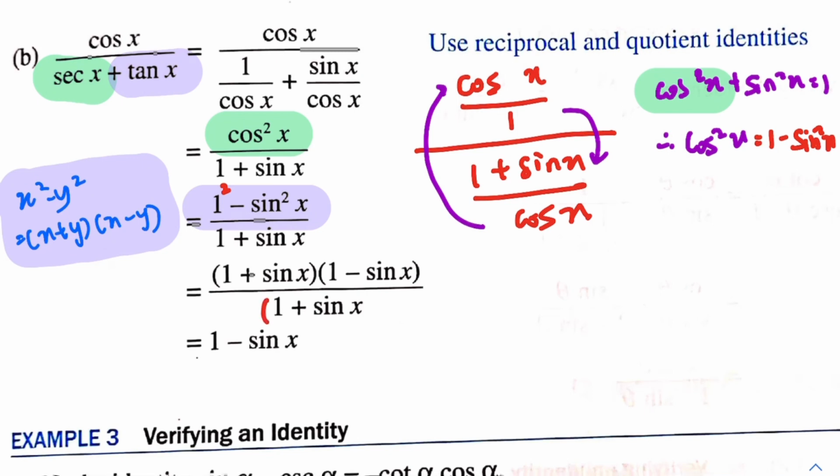So now you can see that you have the same term here, both in your numerator and denominator. So let's just cancel out. So your answer is just 1 minus sine x.